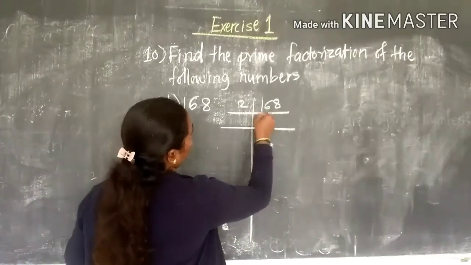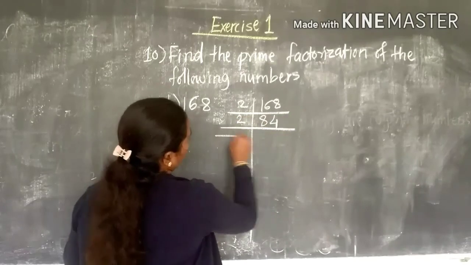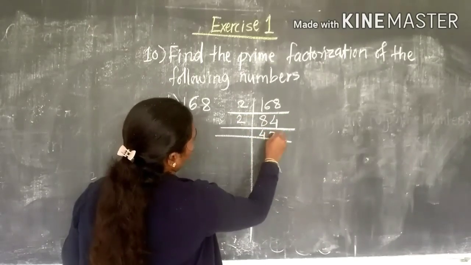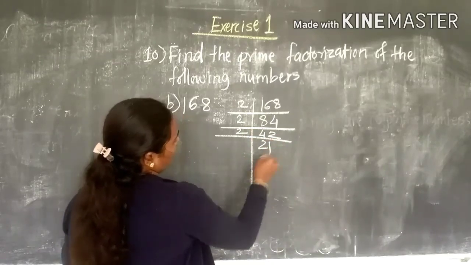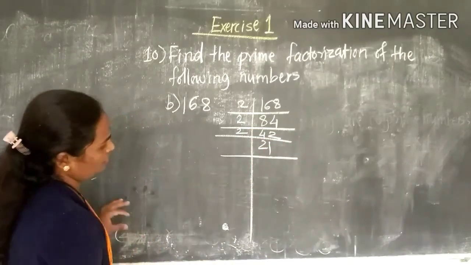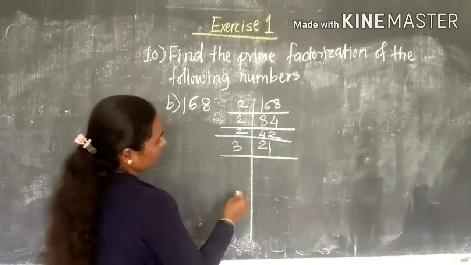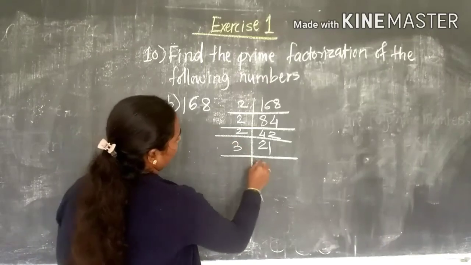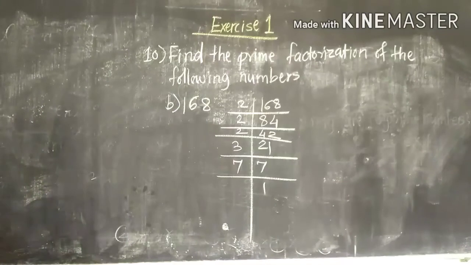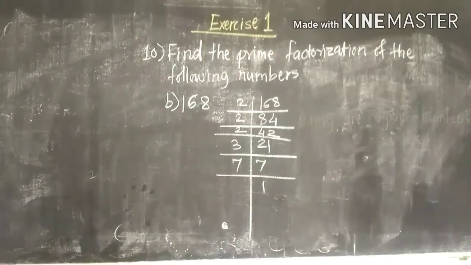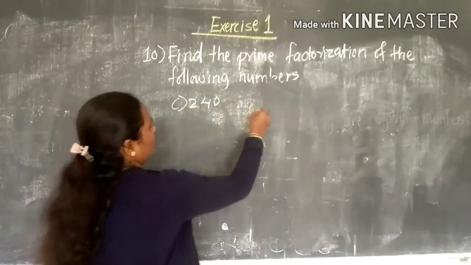2 8s are 16. 2 4s are 8. 2 4s are 8. 2 2s are 4. 2 2s are 4. 2 1s are 2. Then 3. 3 7s are 21. 7 1s are 7. So in this way we got these factors. Now number is 240. Let's check.